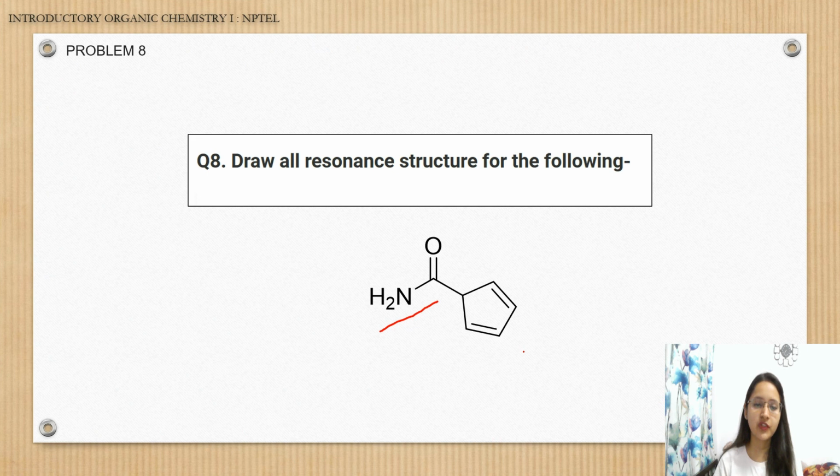So can someone tell me how many resonance structures could be possible for this? Just draw it, just visualize it. If anyone can answer, any guesses? It doesn't matter whether it is a right or wrong answer.